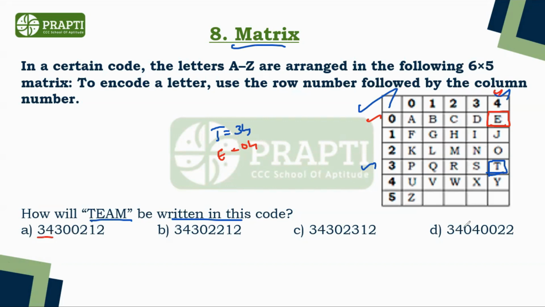34 is present in every option. Next we'll go for 04. So option A is not possible, B is also not possible, C is not possible, and option D is possible because we have 04 here. Got it? So no need to find the 00 and 22. So it saves your time. Always go with option verification if the options are given.